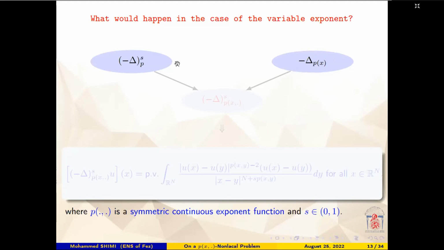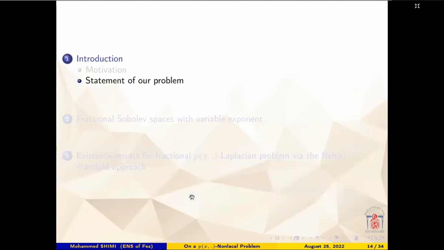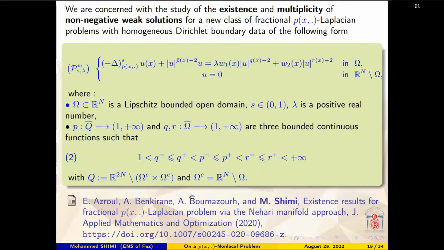So if we combine the definition of these two operators, we obtain the fractional p(x)-Laplacian operator defined by this formula, where p is a symmetric continuous exponent function and s belongs to (0, 1). Now, we give the statement of our problem.